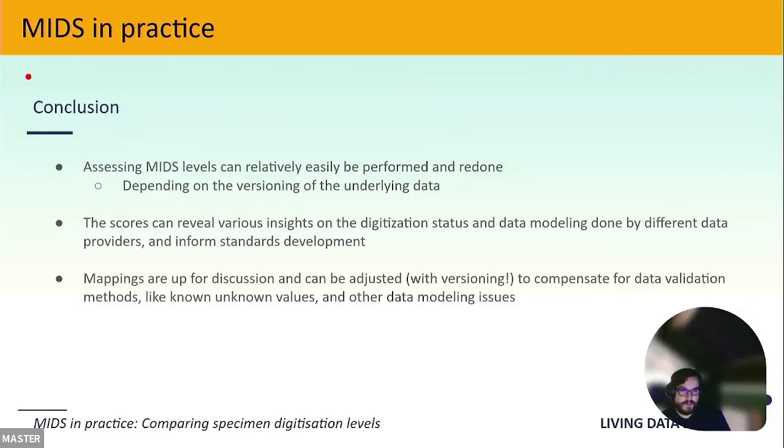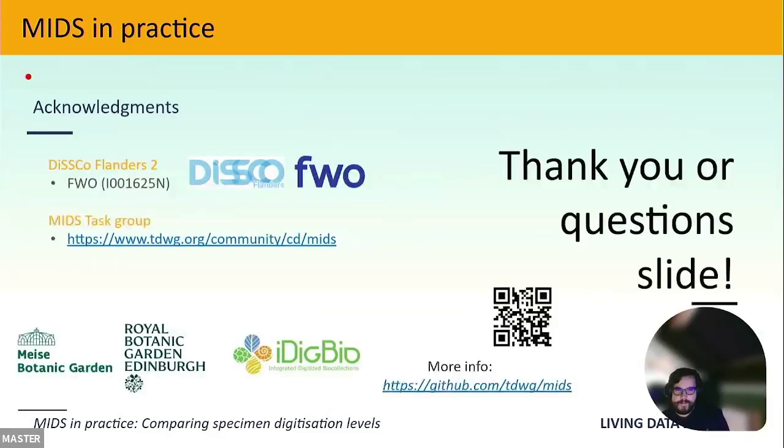We will hopefully soon enter public review with the MIDS standard, and they can be adjusted with different versions to compensate, for instance, data validation methods with, as we suggested before, known unknown values, but also other particular data modeling issues that result in fixed values that should not be part of, for instance, the miscalculation process.